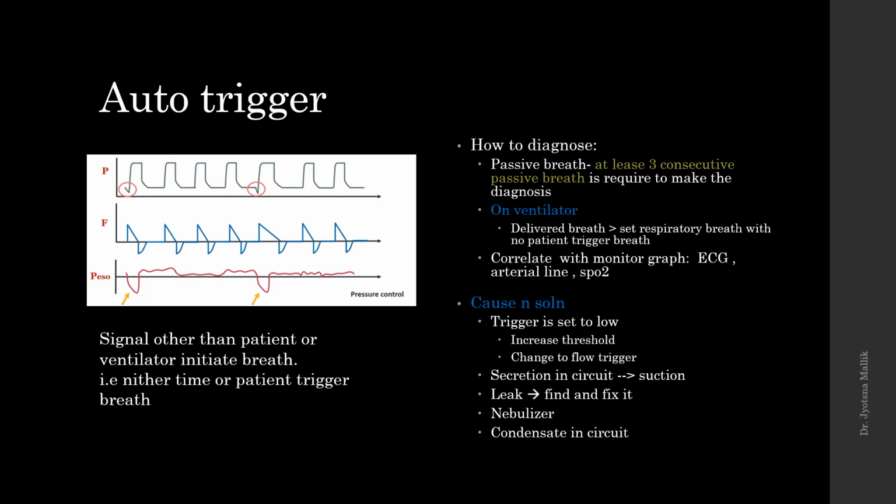So this can be fixed by checking for secretions and suctioning. We have to check for leak, for any nebulizer, or any condensate. Sometimes you can see that the respiratory rate is around 80 or 70 and matches the cardiac monitor. If there is an ECG graph showing a heart rate of 70 per minute, you may see that the respiratory rate on the ventilator is also 70 per minute. Or it may match the arterial line waveform. So those you need to see.